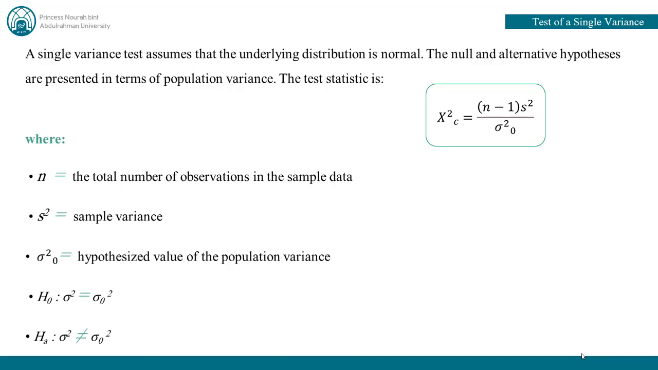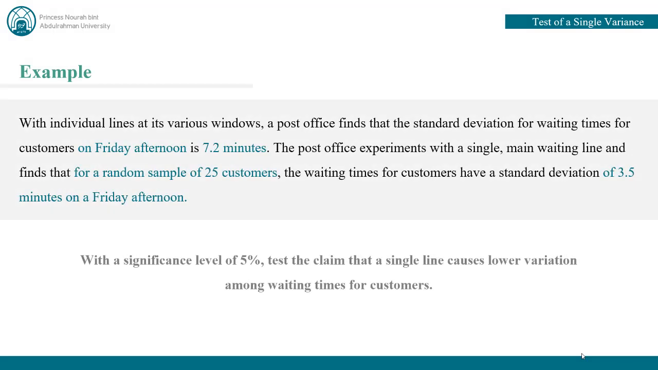And we have the hypotheses, H null and H alternative. H null is sigma square equal to sigma not square, and the alternative is sigma square does not equal sigma not square.